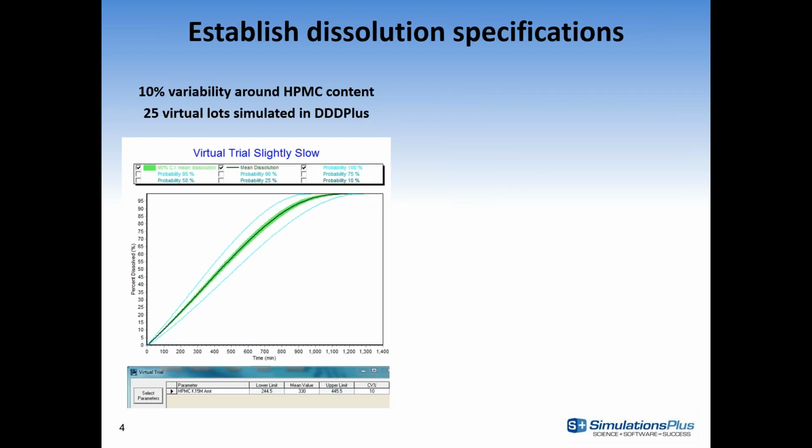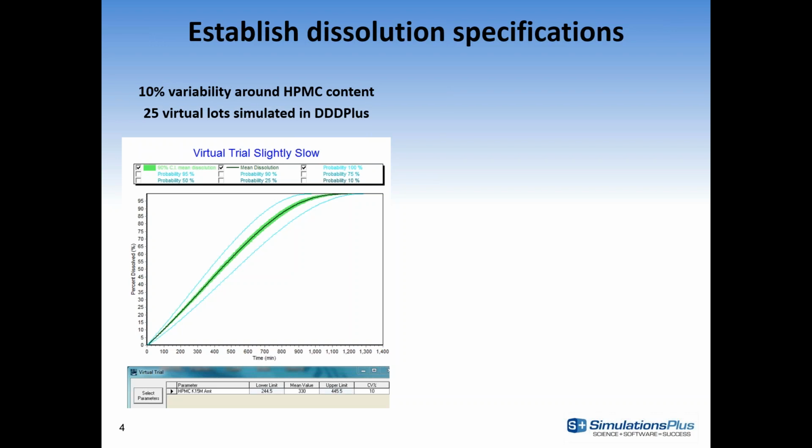And then the last application we'll be talking about today is establishing dissolution specifications using the DDDPlus simulation tool. Once you have a model built for dissolution, you can look at the variability of any of the parameters in your dissolution experiment and see what effect that has on the dissolution rate, or the family of dissolution rates that you would expect based on these variabilities.